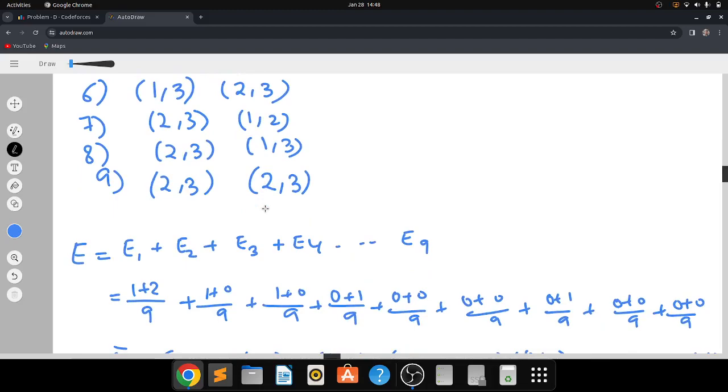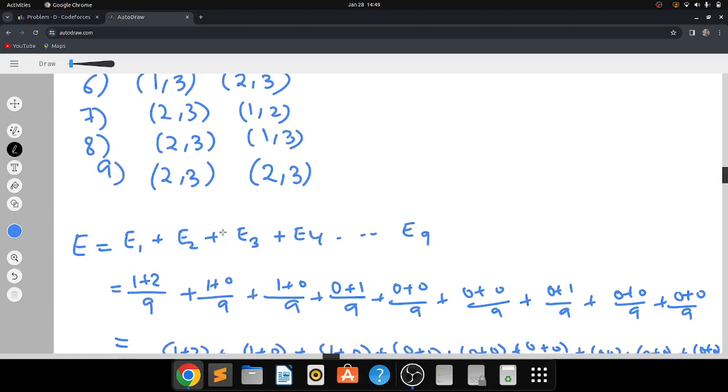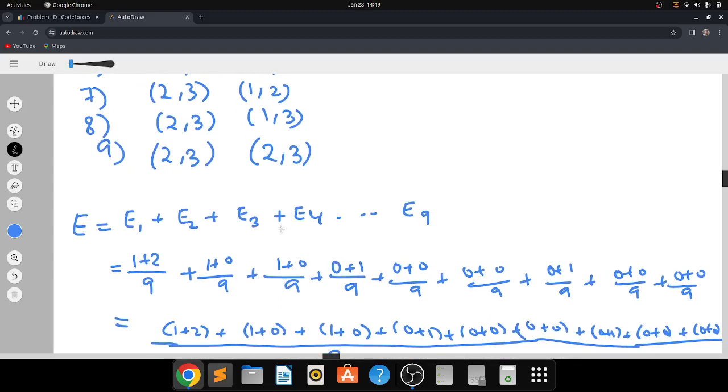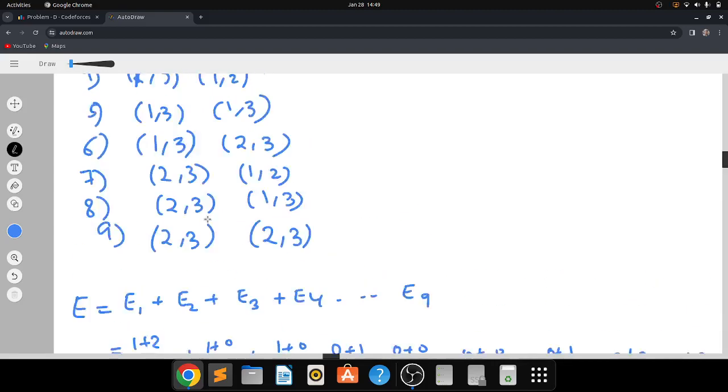From linearity of expectation we can say that the total expected value is the summation of the expected value of each possible way, right? So the total expected value is E1 plus E2 plus E3 plus E4 up to E9. This we can say with the help of linearity of expectation. So let's see what is the value of E1.